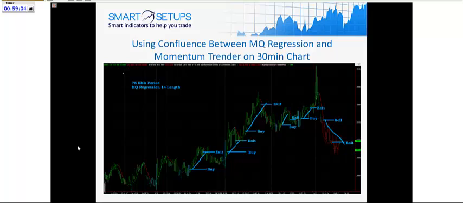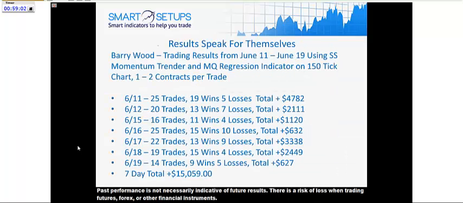I'll show you some examples today of what we were doing in the trading room with RBOB, heating oil, and crude oil today using momentum trender. But here's some results. Just like I said, they'll speak for themselves.